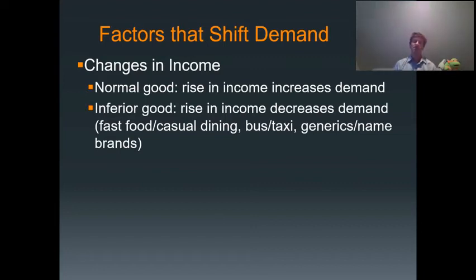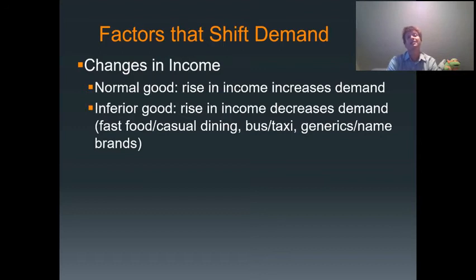But if they're worried about money at that moment, they might go for fast food because it's cheaper. Same thing for buses versus taxis. If you are worried about money, you might take the bus. So the bus is the inferior good. Also, generic versus name brand goods. If you're worried about money, you might go for the generic. So that is the inferior good.